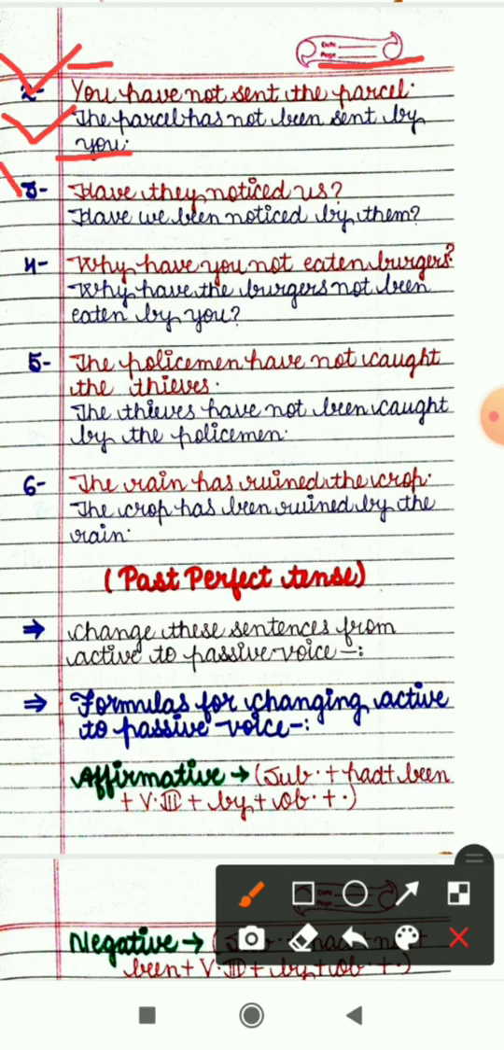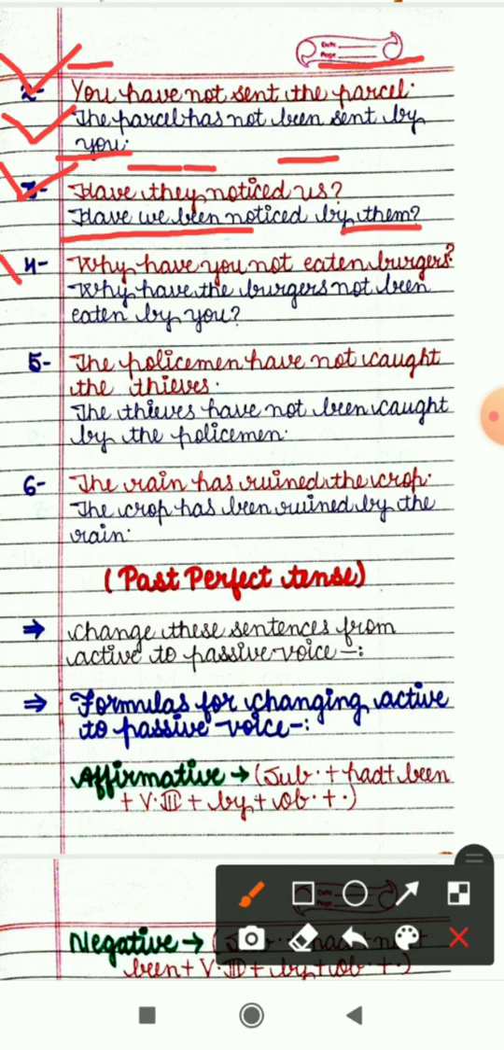Third sentence is have they noticed us? So the subject is they and the object is us. That means in passive voice our new subject will be us, which is objective case, and the subjective case of us will be we. So with we have to use have. So have we been noticed by them? Them is the objective case of they, which is used as subject in the active voice.